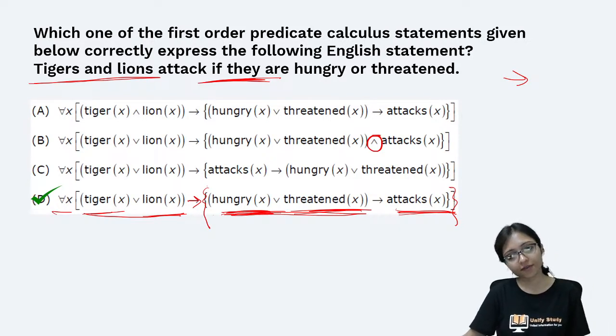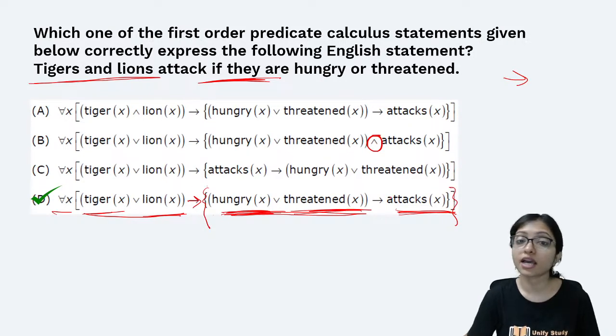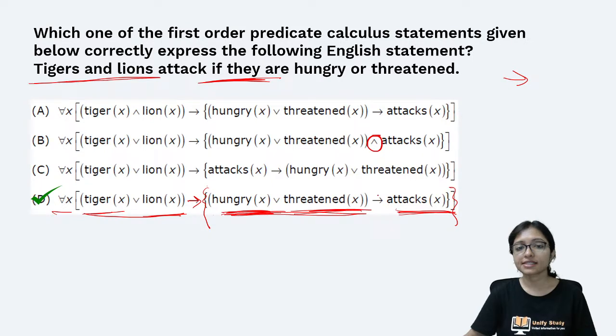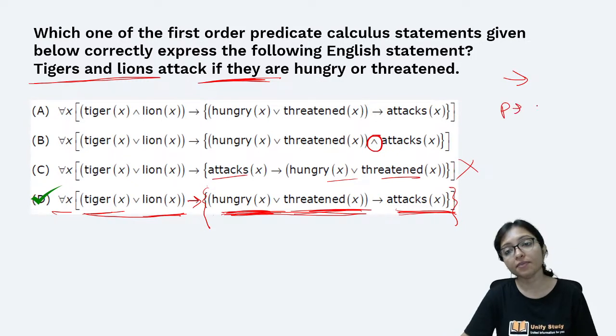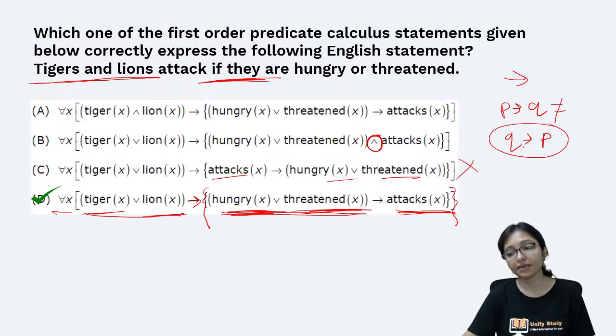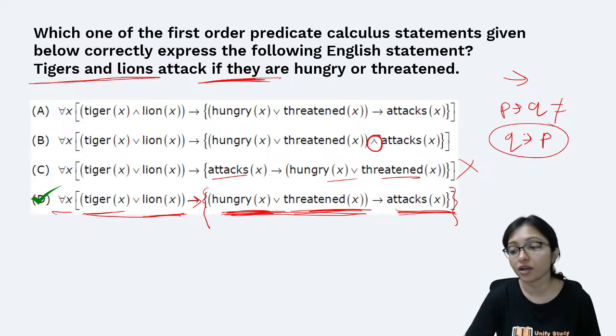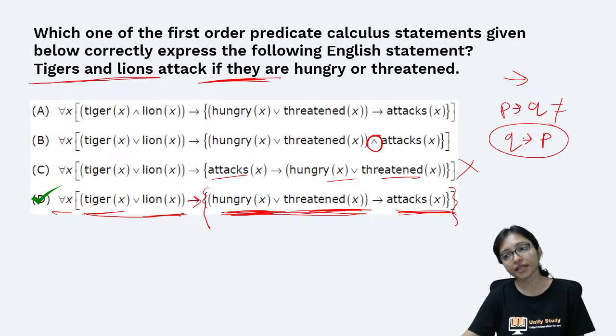Is this clear? Why not? Yes, this is opposite. Attack means hungry or threatened? No, it can be for a different reason. I told you that P implies Q, then you cannot write Q implies P. They are not the same. P implies Q and Q implies P are not the same. Okay, clear? Are you able to relate the concept?